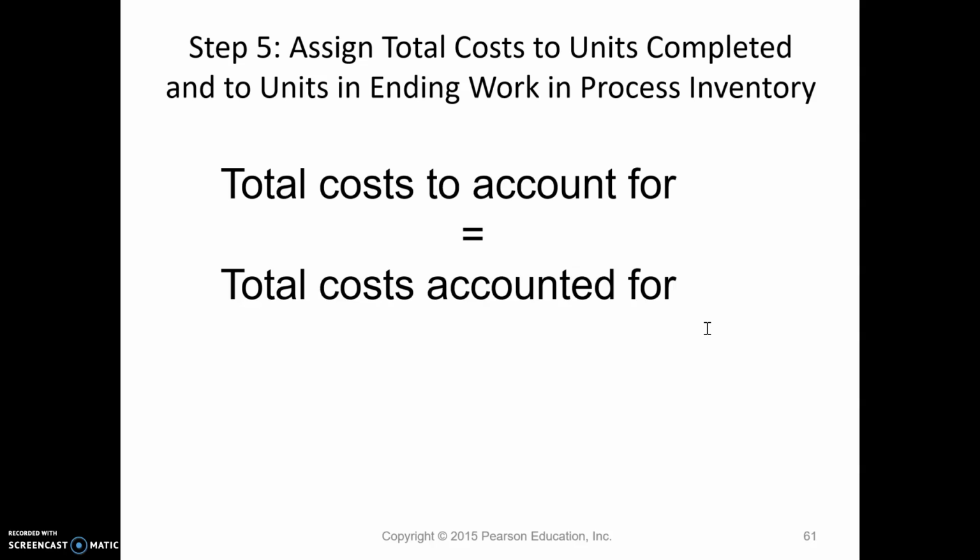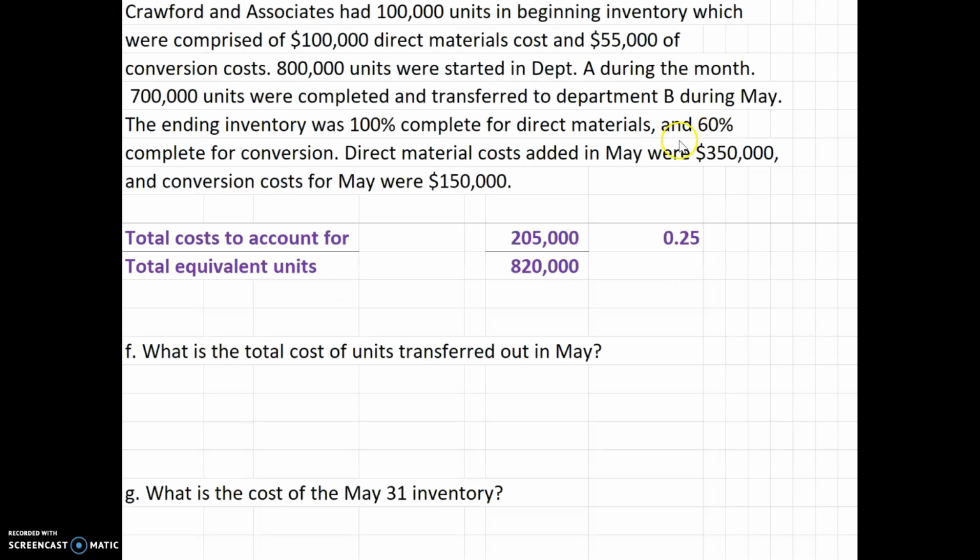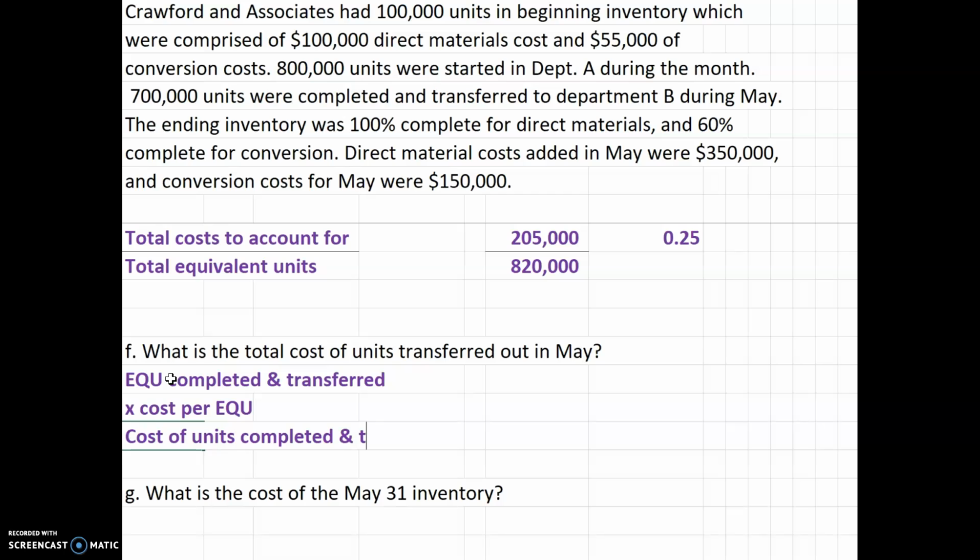So let's see how this looks in our example. So what is the total cost of the units transferred out in May? So we need the equivalent units completed and transferred. And we're going to multiply that by the cost per equivalent unit. I'll just abbreviate. Alright, so we can do it in two steps. So the equivalent units completed and transferred.